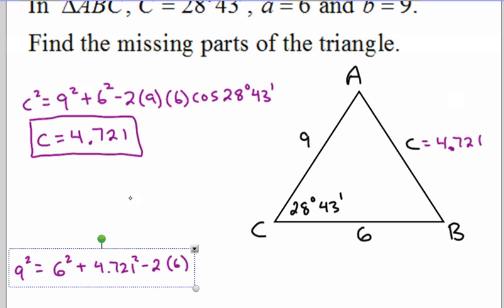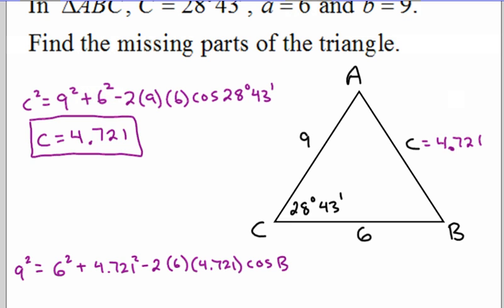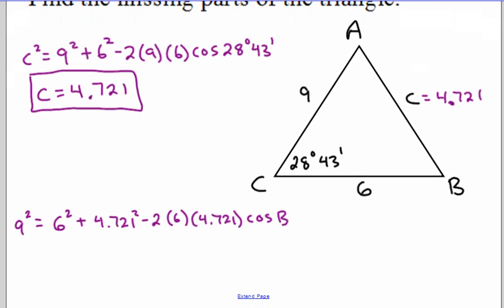Move it down a little bit. 2 times 6 times 4.721 times the cosine of, let's see, 9 is across from B, so times the cosine of B. Okay, so we're going to do like on that last problem. We're going to work backwards here.